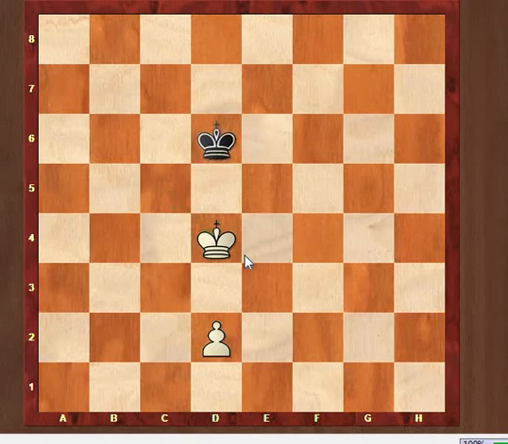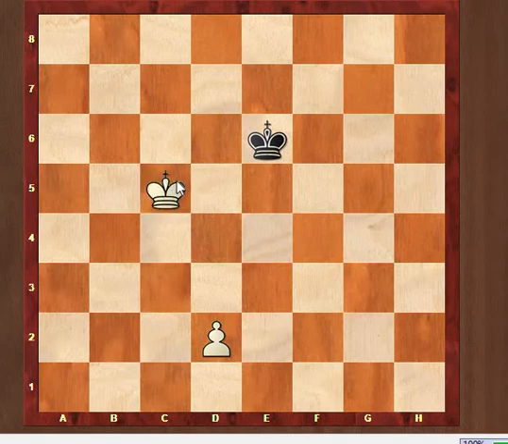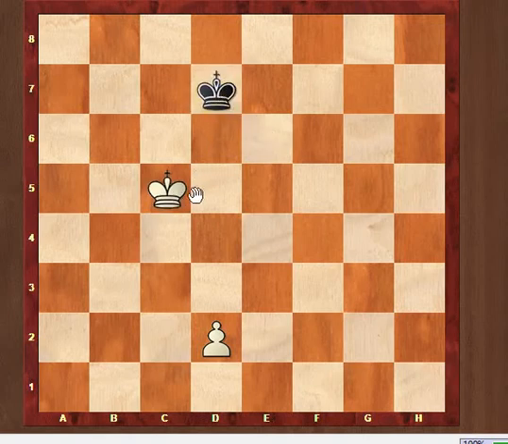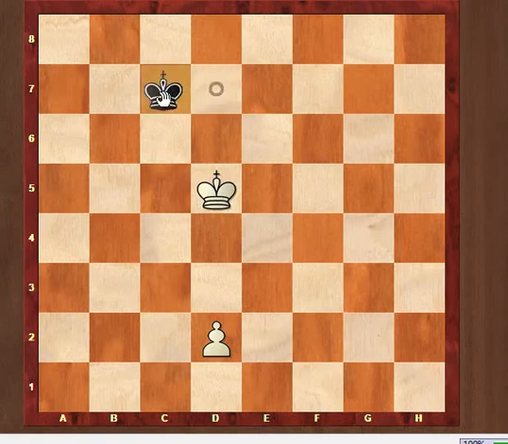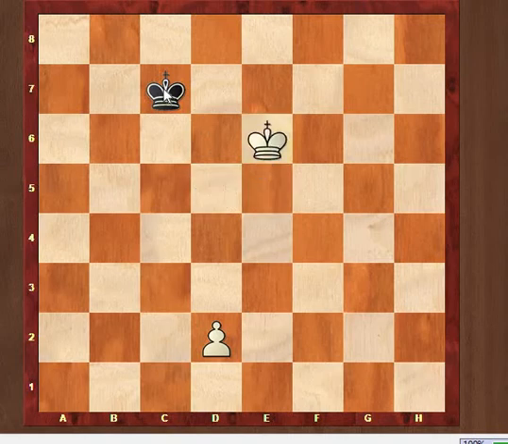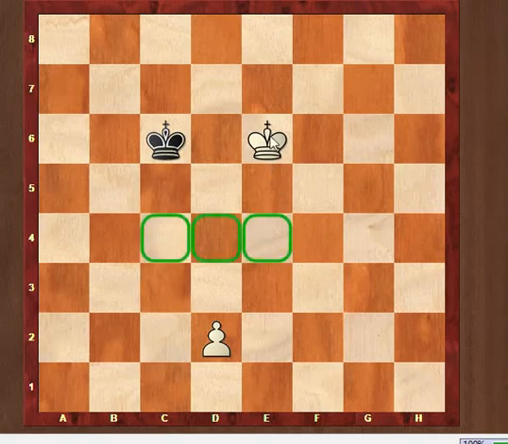So the king goes that way. Watch me. I go forward. Now the reason I go forward is because I need more space for my pawn to run. For example, if the king goes back, I get the opposition again. The king goes over, I go forward again. Now the key square of the pawn is here, here, here, and I am way beyond my key square, so I know that I can push the pawn. So I push my pawn.